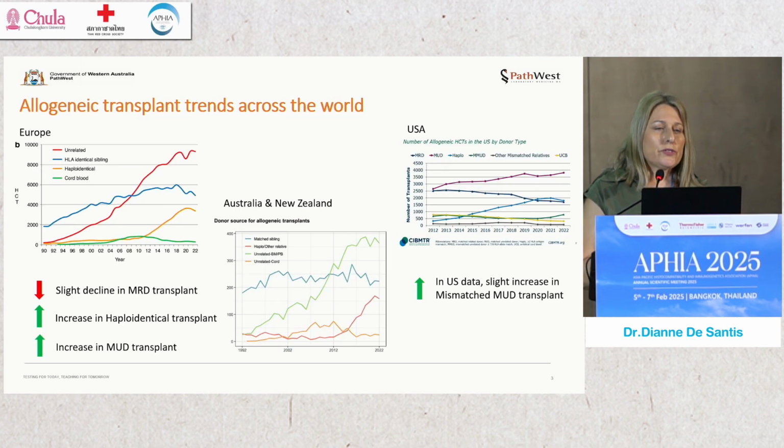So in terms of trends around the world, it is pretty consistent across Europe and America and in our region. There has been a slight decrease in matched related transplants and cord units, an increase in matched unrelated transplants, haploidentical transplants, and in particular in the US, an increase in the use of mismatched unrelated donors. And the reasons for these changes in trends will be the focus of this presentation.